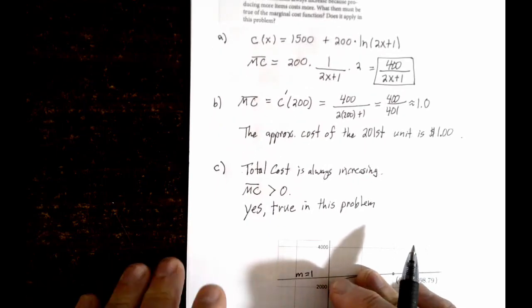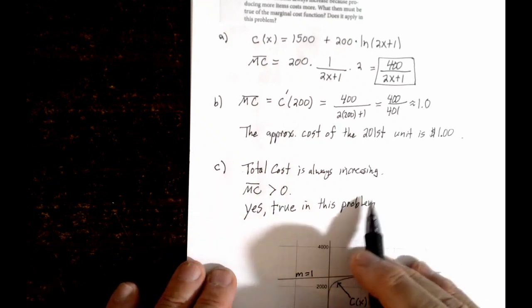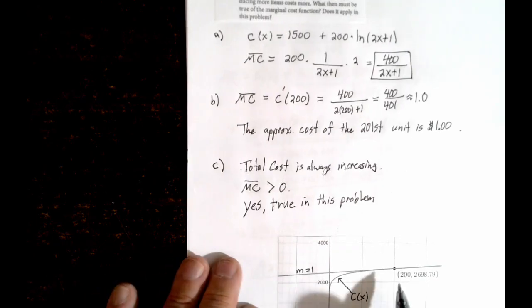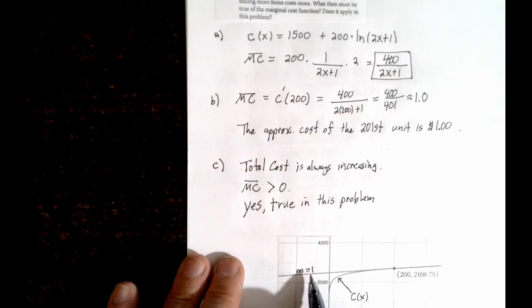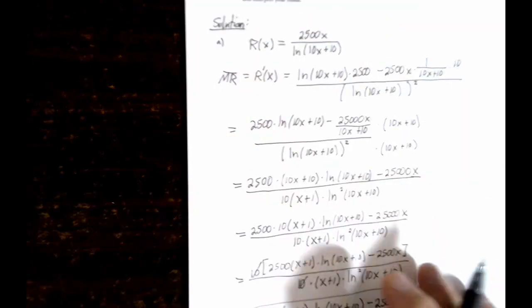And what do they say about the function total cost? It's always increasing, so the slope of the cost function, or marginal cost, is always positive. And I drew a picture of it to show you. Here's the original function c, and here's the point where it touches as the tangent line at the point 200, and that's your cost function when you produce 200 items.